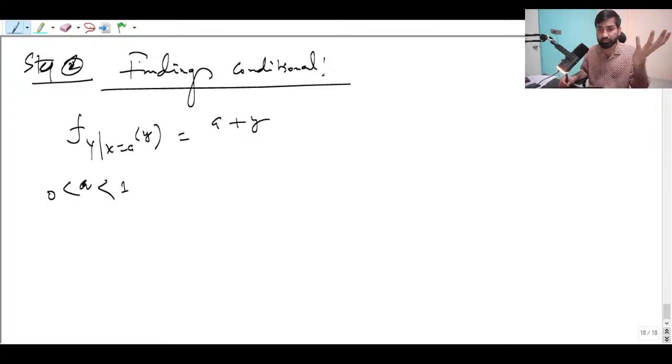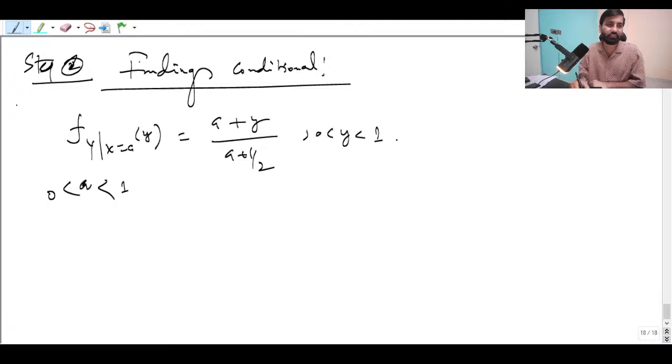And what is the marginal? For the marginal, you have to divide by x plus half. X takes the value a plus half, right? Understood? You see, now your conditional is also not uniform, right? Where y can take value 0 to 1. I think this is the first step that you can do.